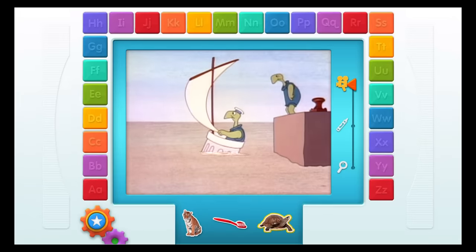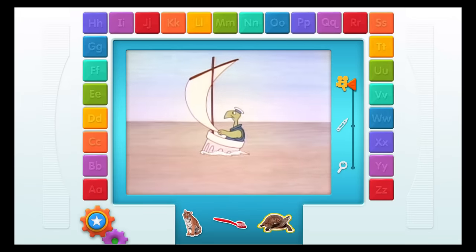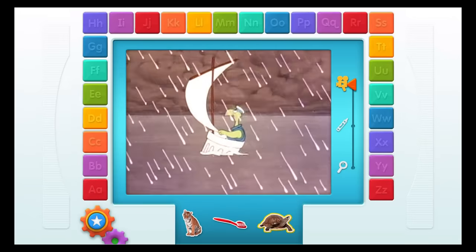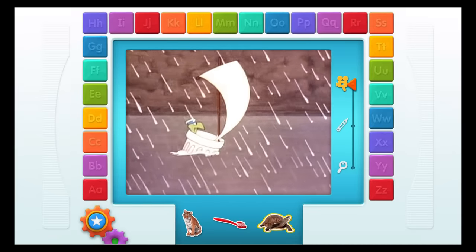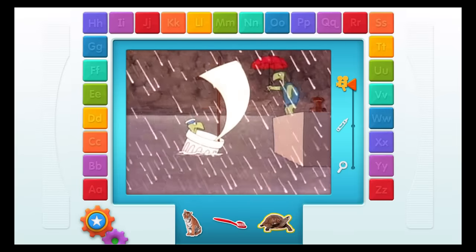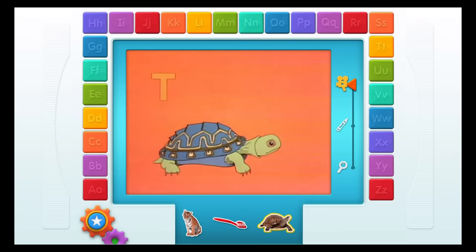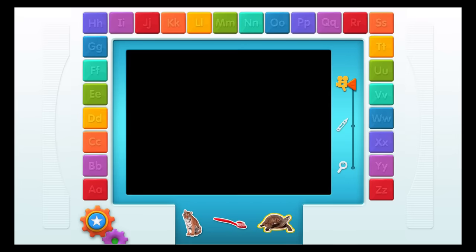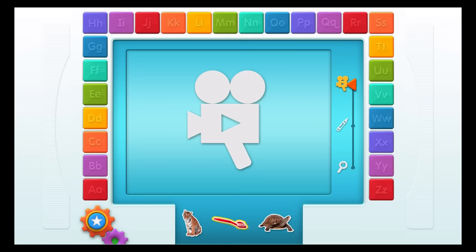There was an old turtle called Dan who set sail in a garbage can. It started to rain. So he sailed back again and ended up where he began. T. Turtle. Touch another thing that starts with your letter.